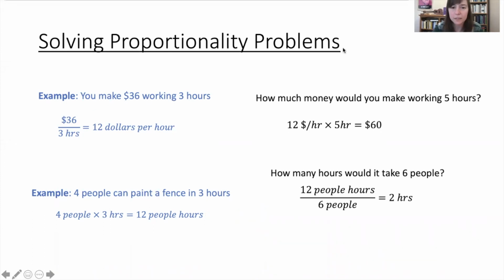Let's clear the drawings. And so now let's ask, okay, how many people would it take to finish in 2 hours? So try this on your own.